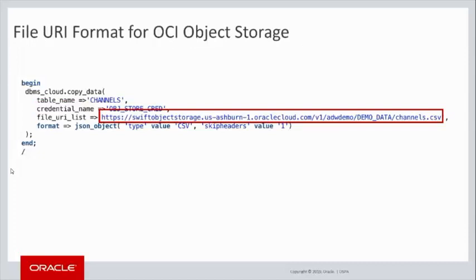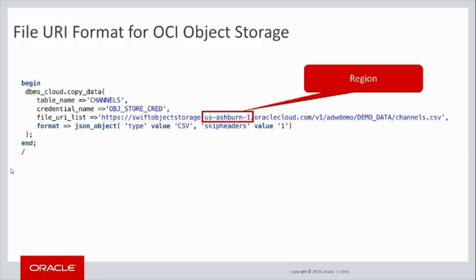When accessing a file in object storage, use the file_uri_list identifier to point to the file. There is a specific format the identifier needs to follow to make sure the file can be accessed. In the next few slides, we break down the components of the identifier.